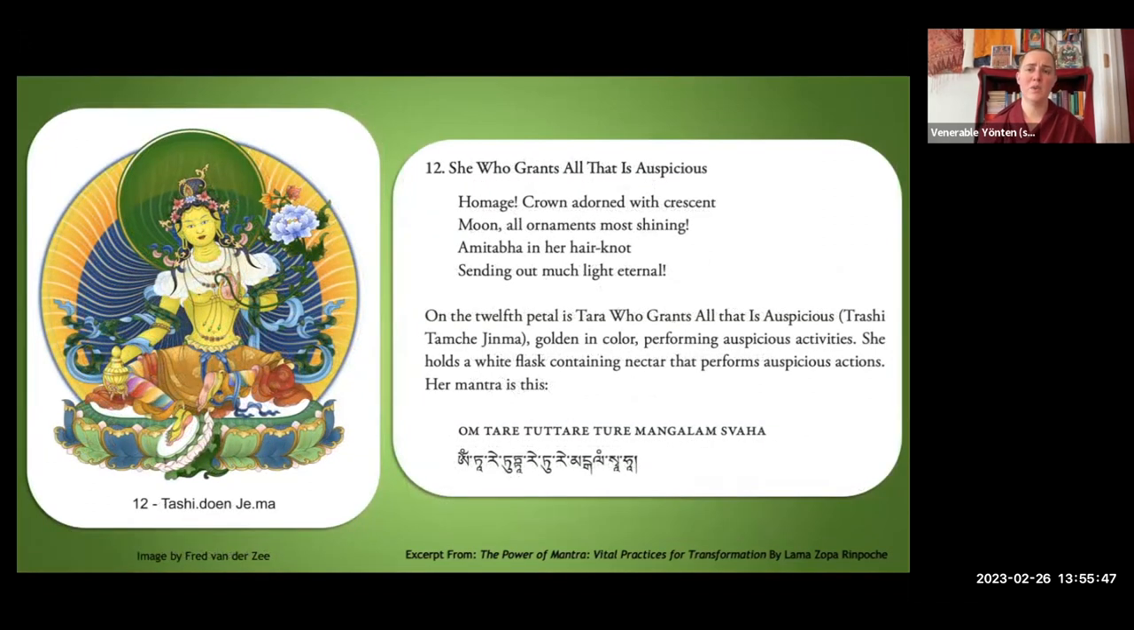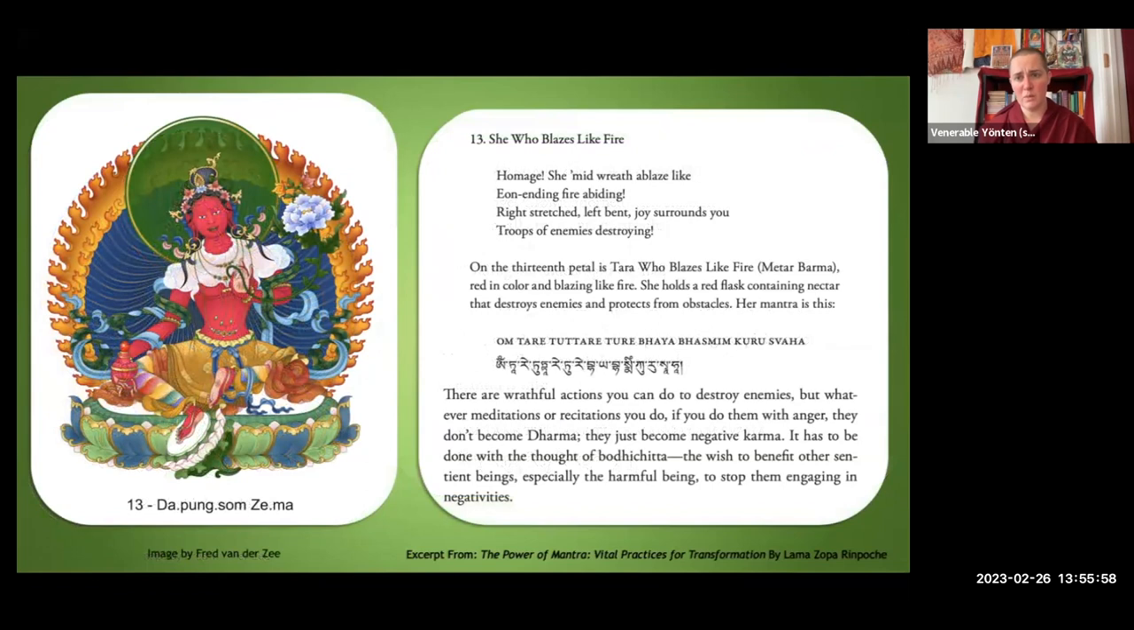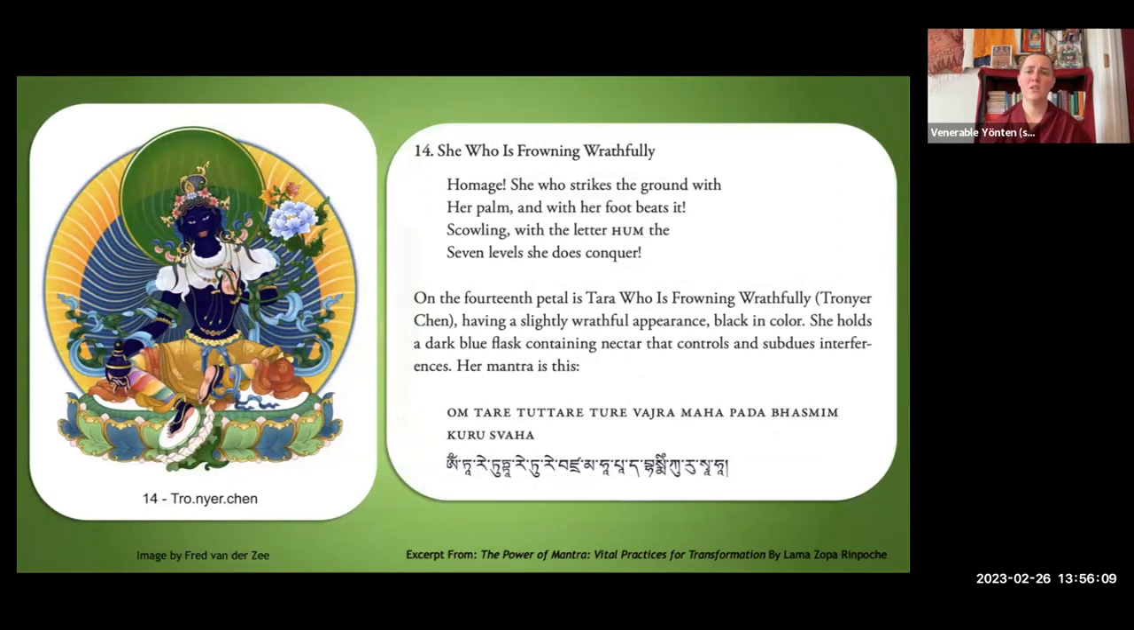Homage, crown adorned with crescent, moon all ornaments most shining, Amitabha in her hand, sending out much light eternal. Homage, she mid wreath ablaze like eon ending fire abiding, rush at left bent joy surrounds you, troops of enemies destroying. Homage, she who struck the ground with her palm, then with her foot beats it, scouting with the letter whom the seven levels she does conquer.